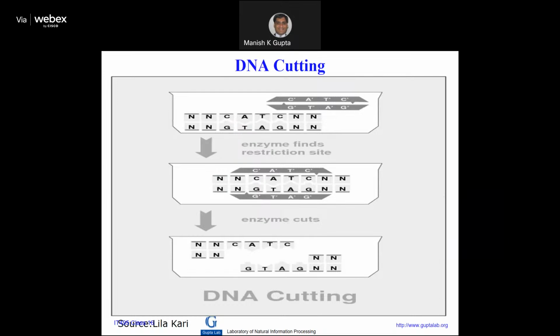So for example, if this string is there, the restriction enzyme will find the restriction site on the DNA and it will cut it. So you can see that the enzyme has cut. So there is a cut. So DNA cutting is possible through restriction enzymes. There are many restriction enzymes that have been identified, and they are used for cutting the DNA at a specific location. Restriction enzymes.